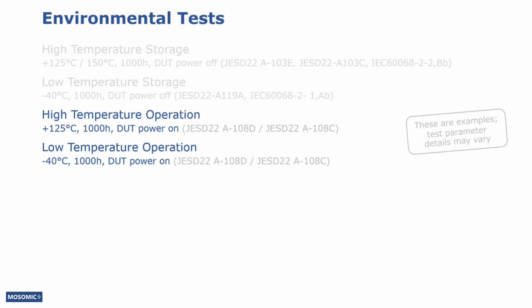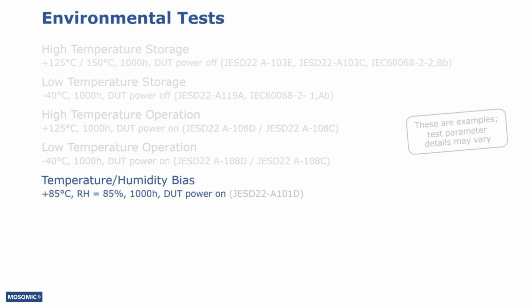The high temperature operation and low temperature operation tests measure the microphone's ability to operate in high and low temperatures. +125 and -40 degrees Celsius are typical temperatures used in the tests, and the duration is often 1000 hours. Since these tests simulate operation, the microphones are powered on. You can see the standards for these tests on the screen here.